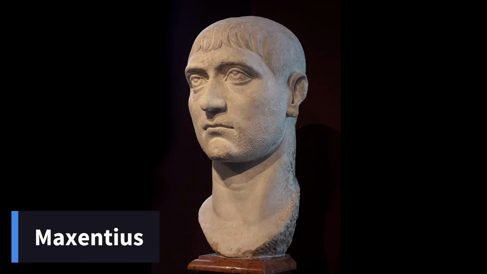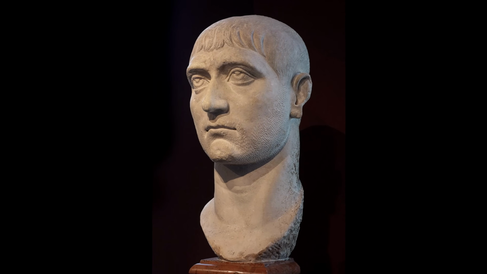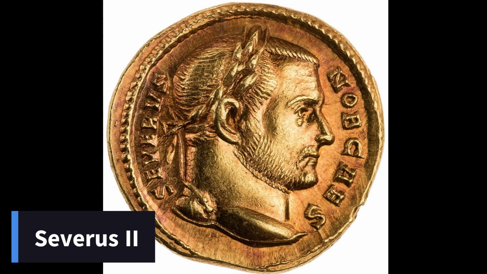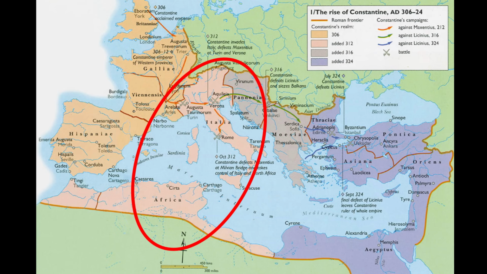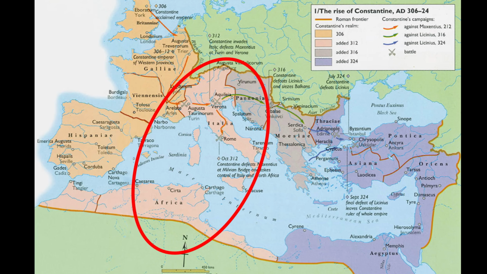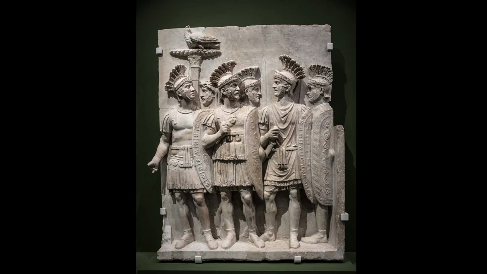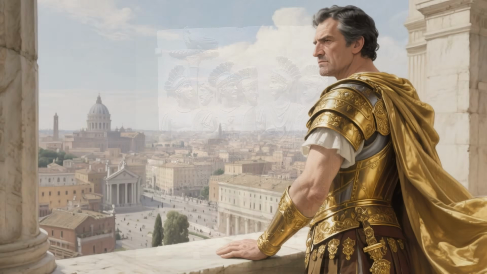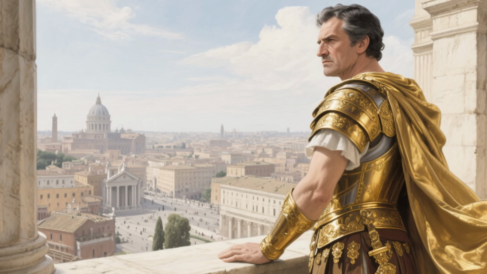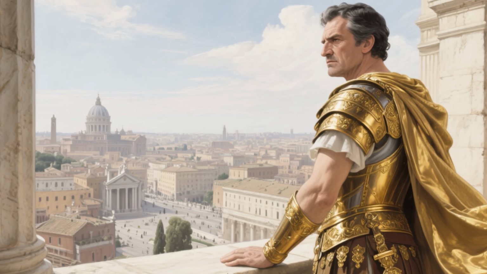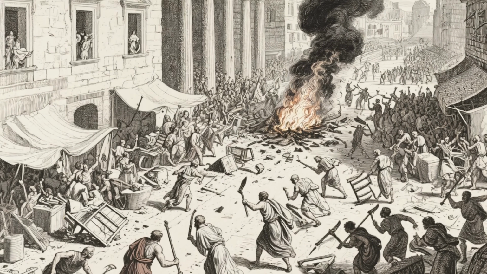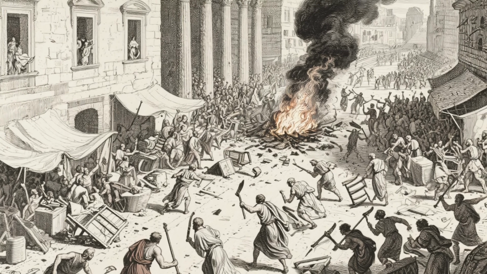Maxentius also ascended to the Tetrarchy in the year 306, usurping power from Severus II and seizing control of Italy and Africa with support from the Praetorian Guard, an elite unit of bodyguards for Roman emperors. Italy suffered under Maxentius's tyrannical rule, with food shortages, riots, and heavy-handed governance fueling unrest.